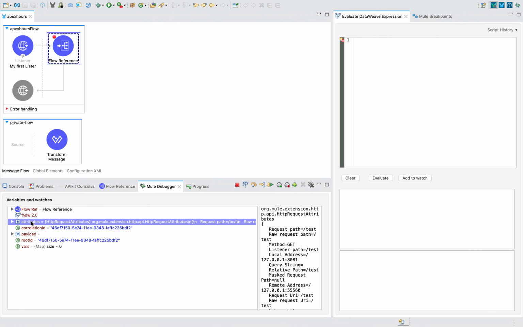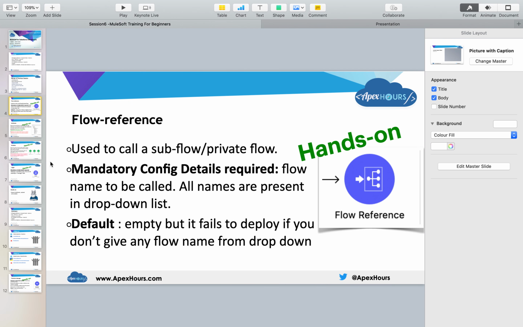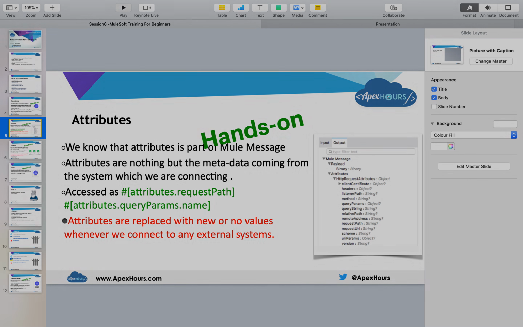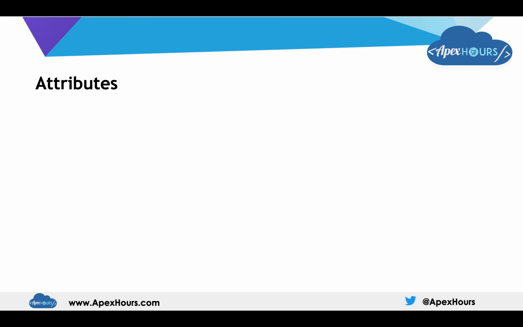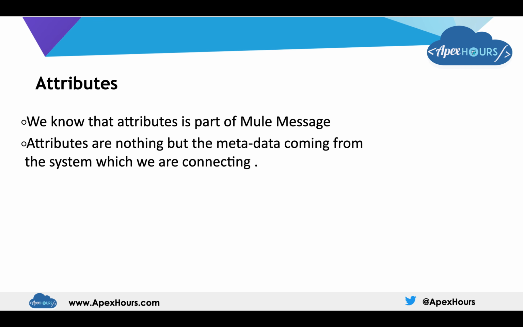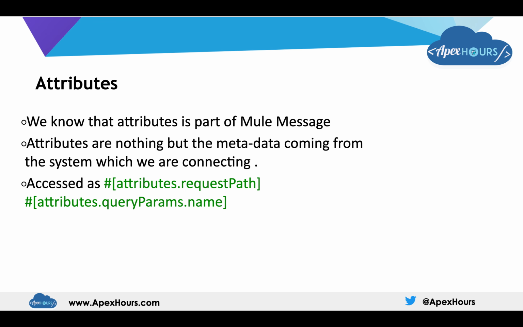And attributes, this is what we are also going to see in our next. After flow reference we are talking about attributes. First let me give a little introduction about attributes. This we have already discussed in our previous session. We also know that attributes is part of mule message. Okay, and attributes are nothing but the metadata information coming from the system we are connecting. I will show you what kind of information by default we are getting.